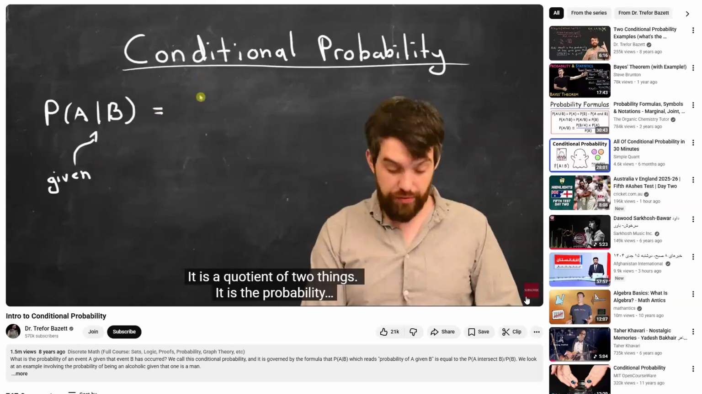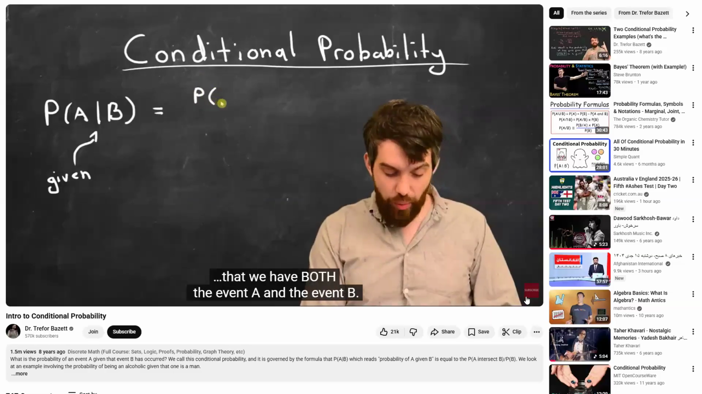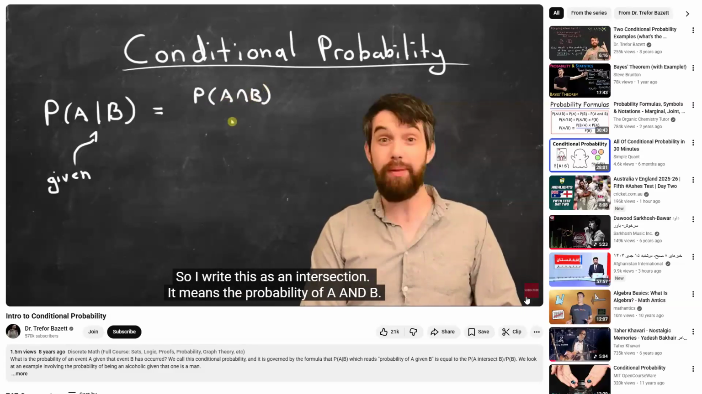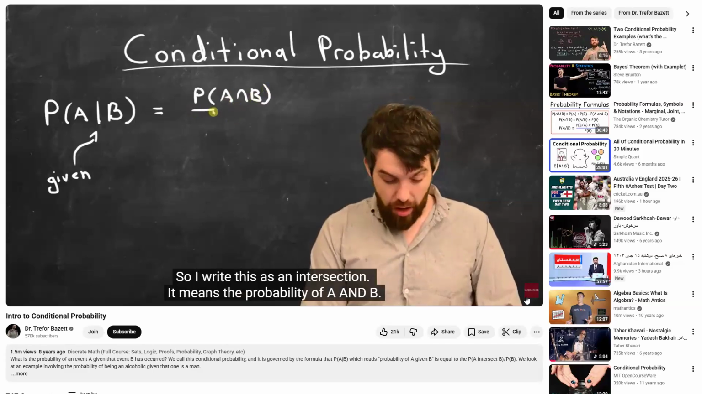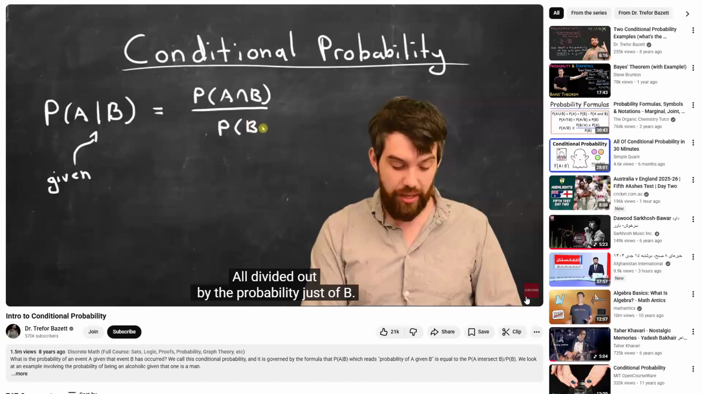It is a quotient of two things. It is the probability that we have both the event A and the event B. So I write this as an intersection. It means the probability of A and B, all divided out by the probability just of B.